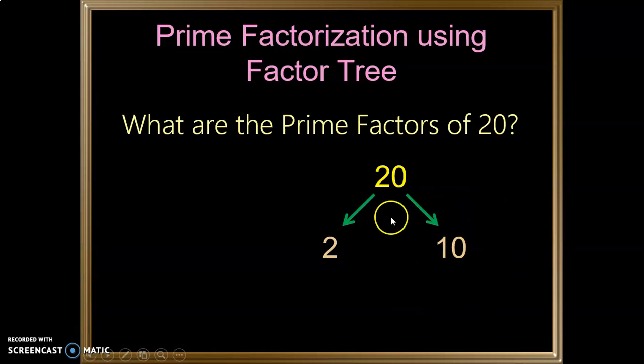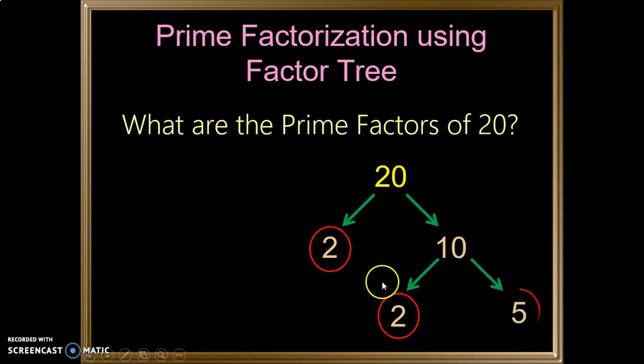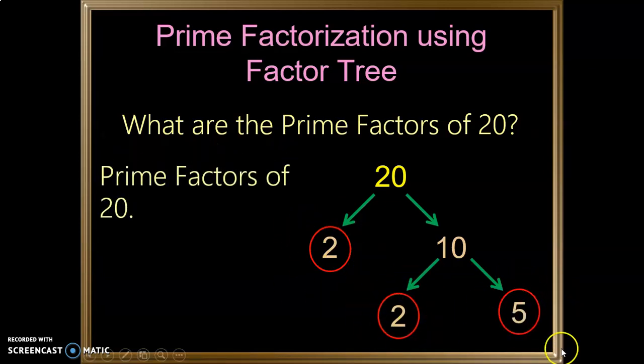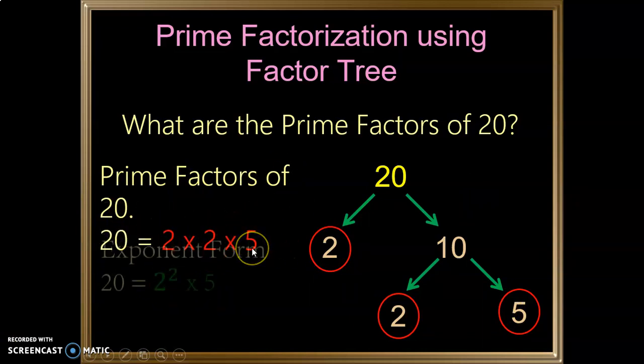What numbers can you multiply to get 10? Correct. It is 2 times 5 is equal to 10, right? So we have 2 times 2 times 5 equals 20. Again, the prime factors of 20 are 2 times 2 times 5.